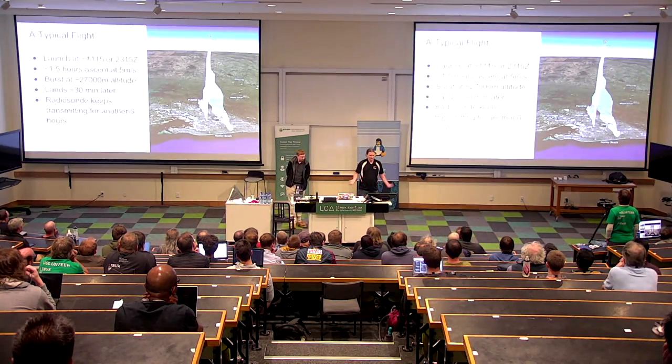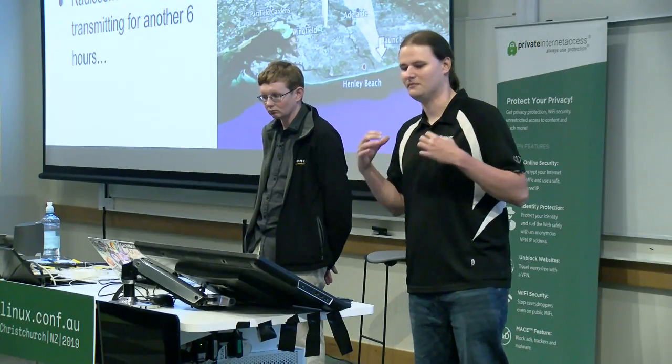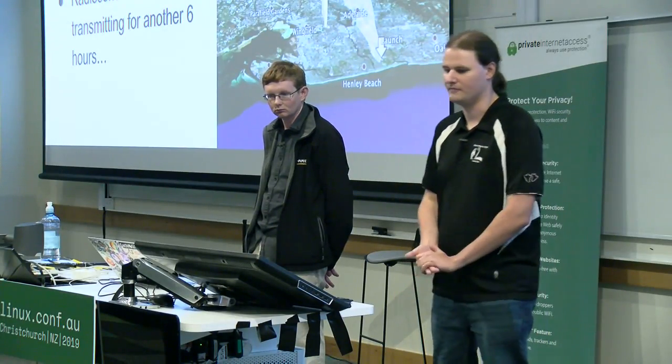So as I said before, we got 2 launches a day for most places. They launch at around 11:15 UTC and 23:15 UTC. The reason for this is they want the balloon to be at that peak altitude at roughly midnight or midday UTC, so that they can generate a weather model across the world that is using the same time for their data.